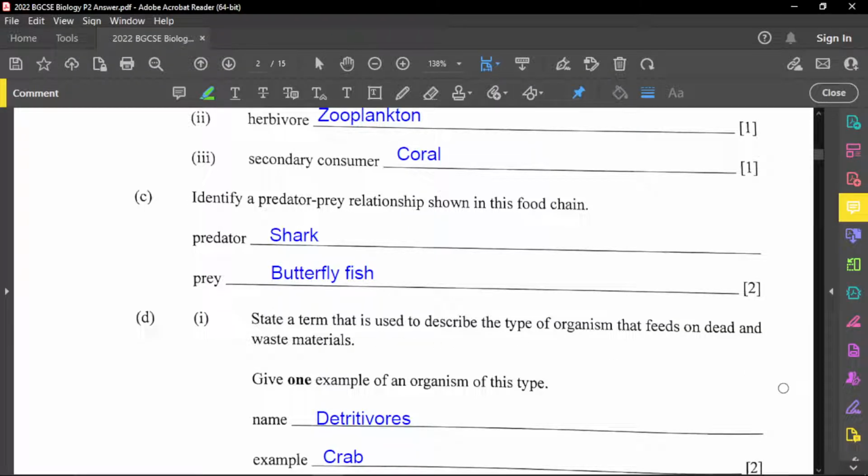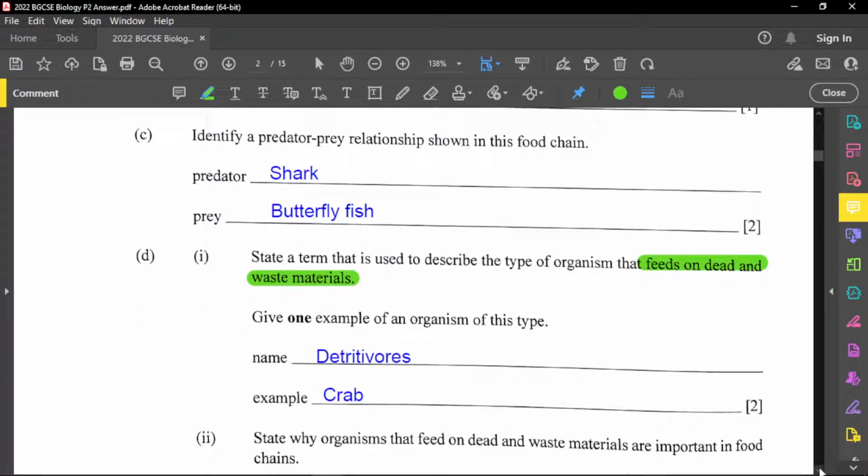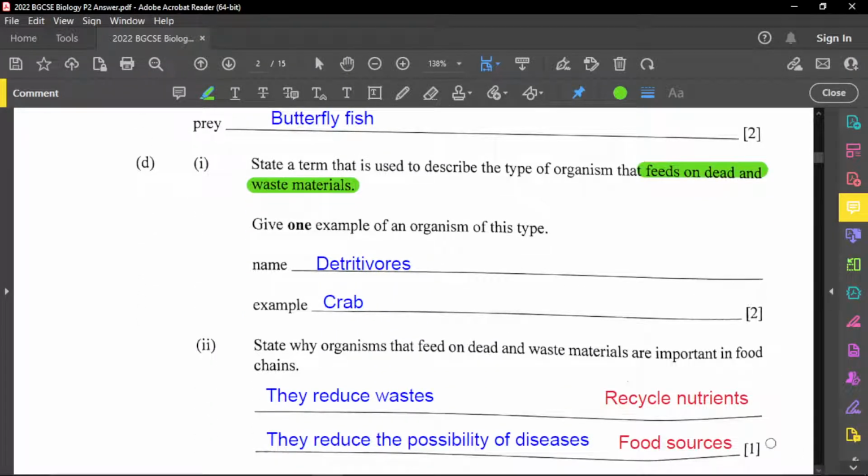Now, for part D of this question, it states to state a term that is used to describe the type of organism that feeds on, and let's just highlight that, feeds on dead and waste materials. If the organism feeds on dead and decaying materials, then that is a detritivore. I just want to make a clarification right here that a detritivore is different from a decomposer. A detritivore will eat the dead and decaying material directly, so they will digest it because they have a mouth. For example, crab and earthworms.